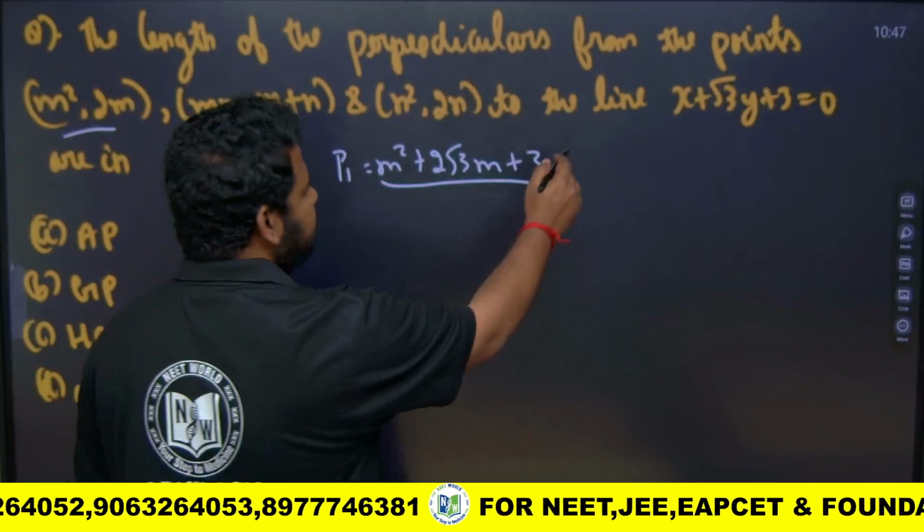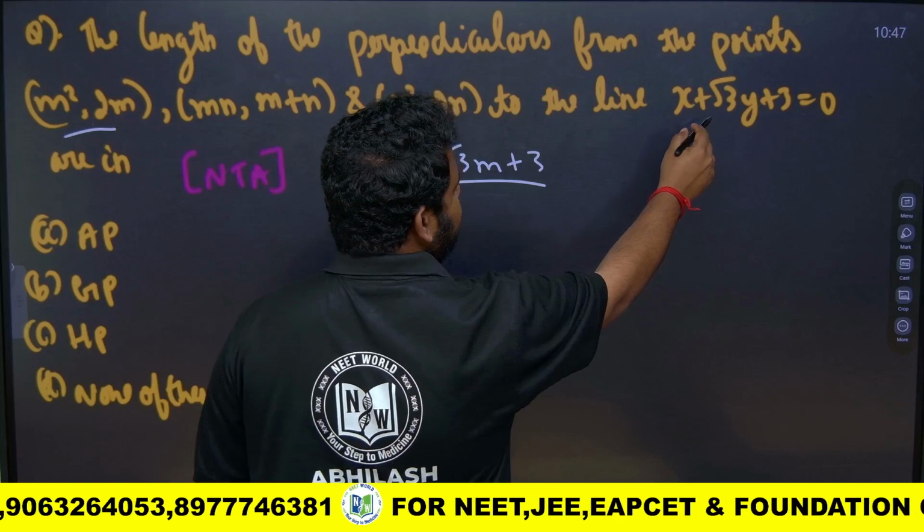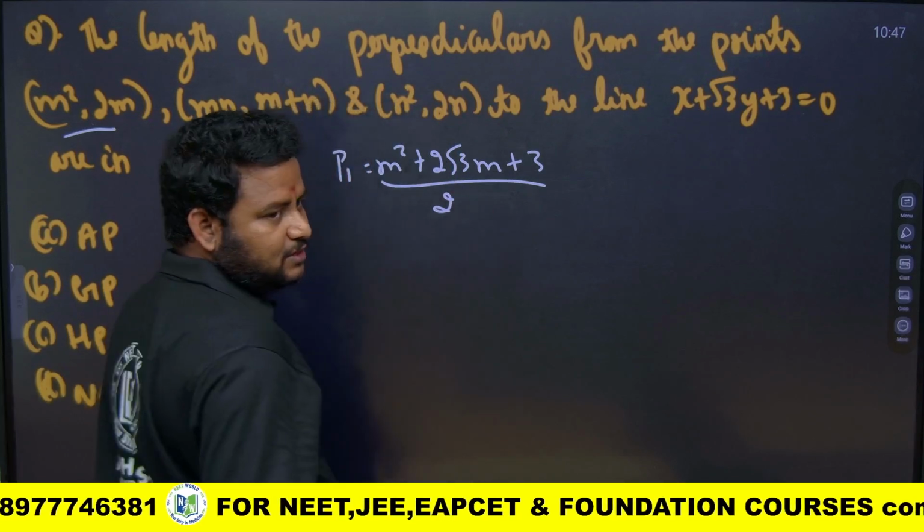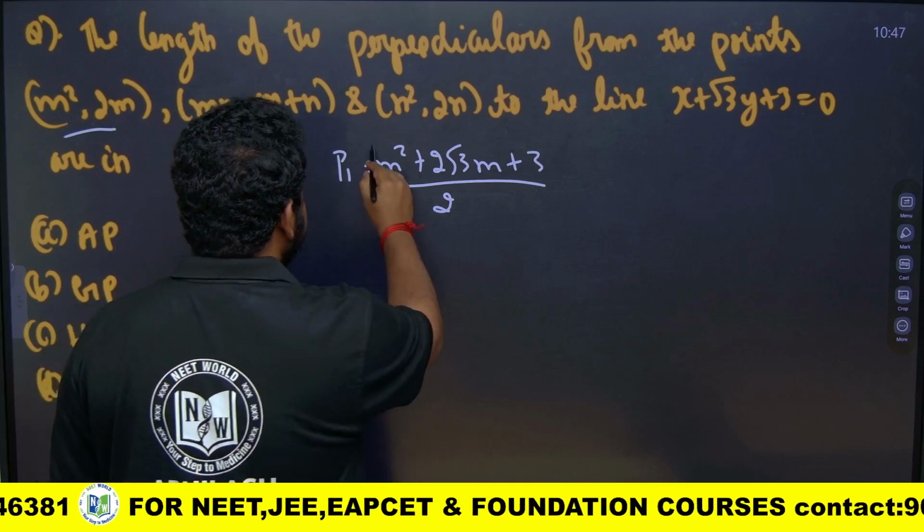A square is 1 square, 3 square is root 3 square, which is 3. So this will become 2, the square root of 4, which is 2. This is what we got.